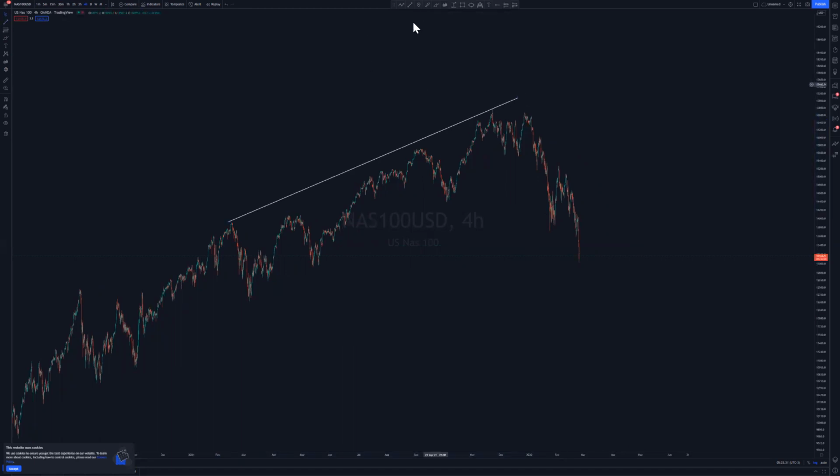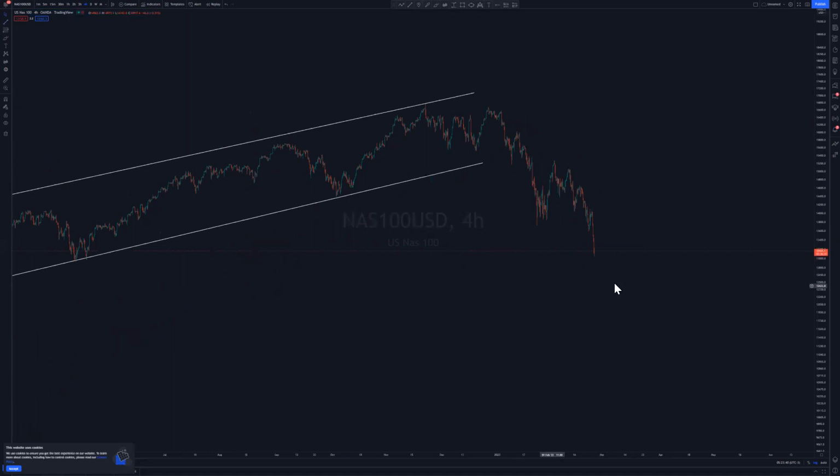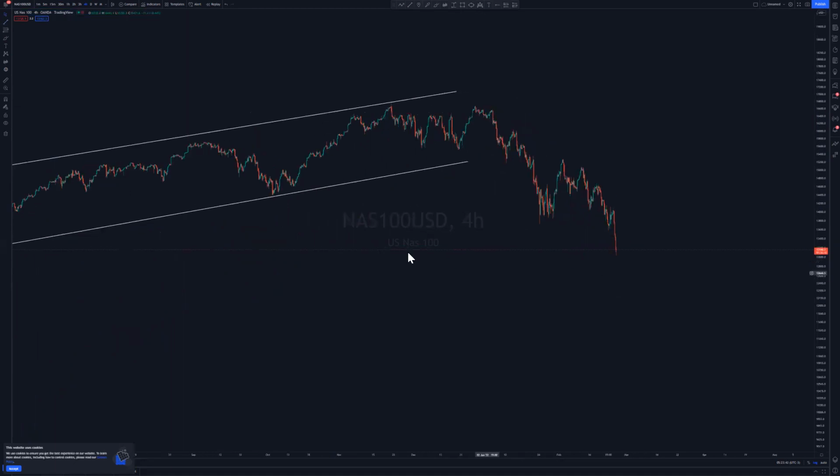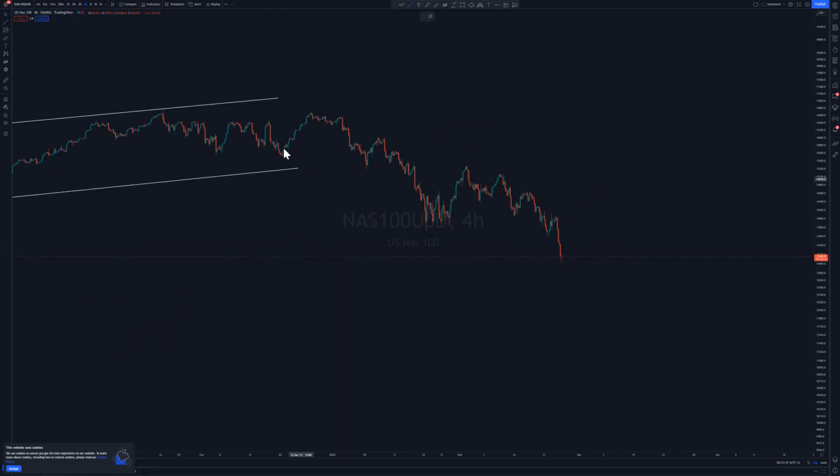We have this structure. And don't forget, guys, this is the 4 hour. So on that 4 hour, when I have that structure, I'll now work here.